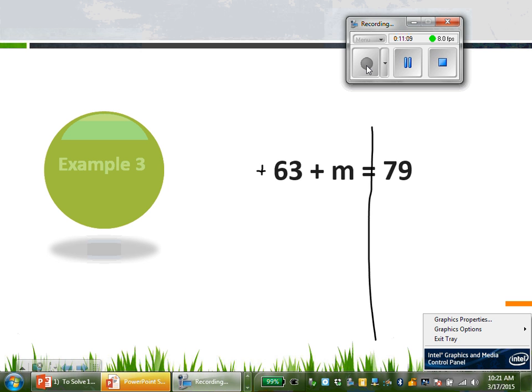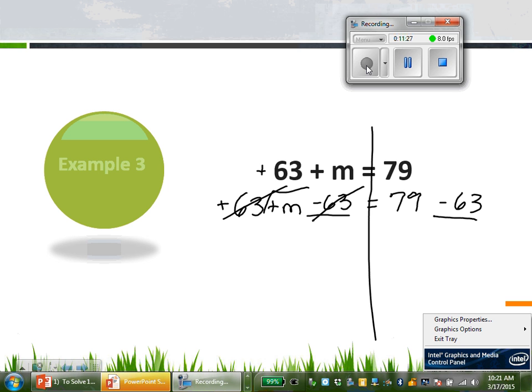The opposite of that. So I'm going to rewrite 63 plus m, and on the end of it, I'm going to put minus 63. I'm going to rewrite the 79, and on the end of it, I'm going to put minus 63. A positive 63 and a negative 63 will cancel. What am I left with? m, and 79 minus 63 is 16.